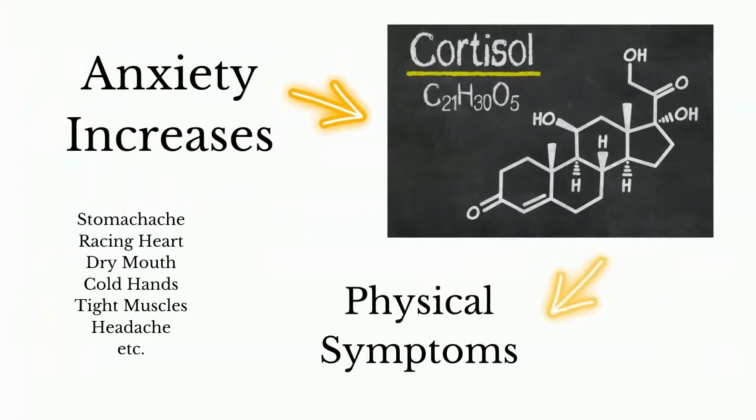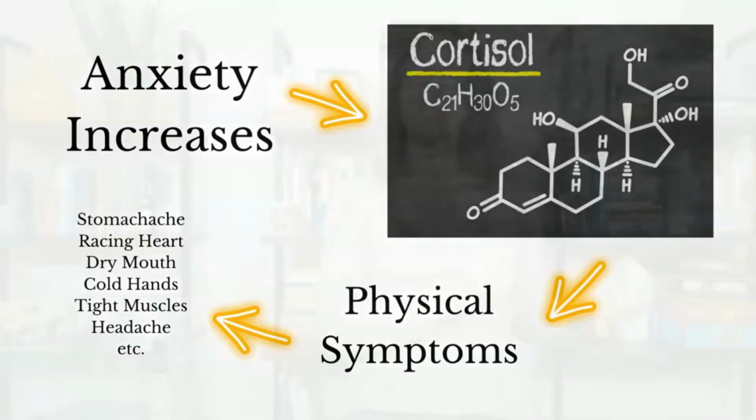Basically, ongoing anxiety increases cortisol in our bodies, which can cause seemingly unrelated physical symptoms, some of which I listed before: stomach ache, racing heart, dry mouth, cold hands, tight muscles. These can all be traced back to the anxious brain and the chemical response it triggers in our bodies.